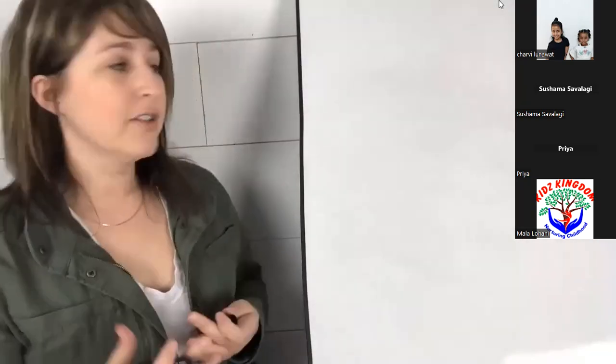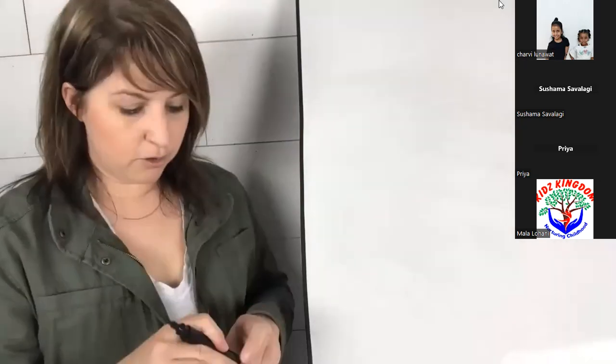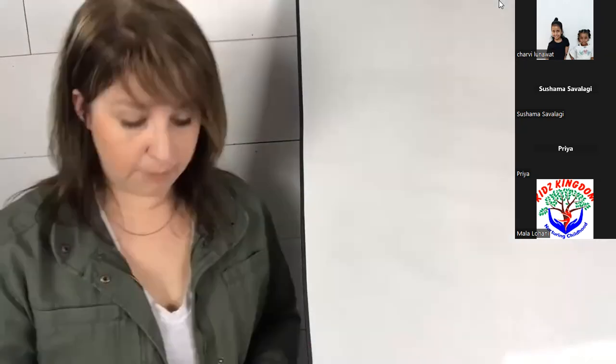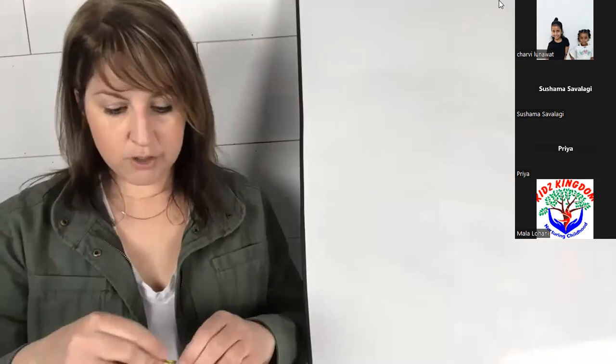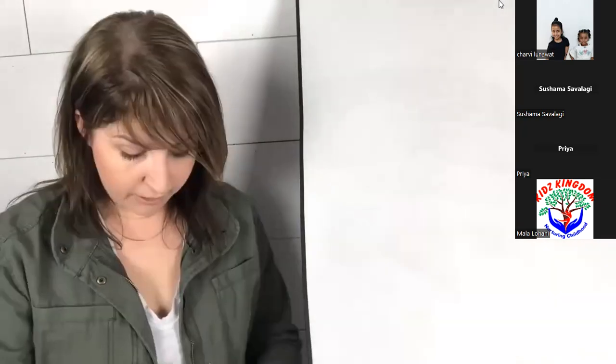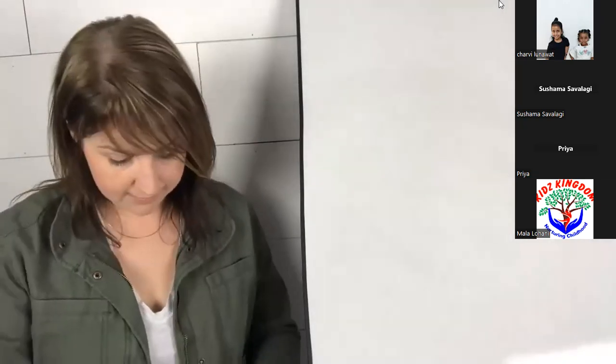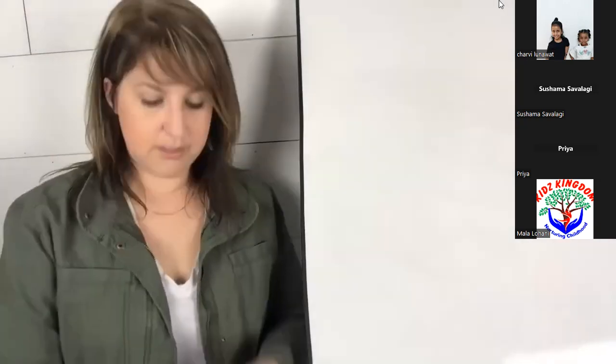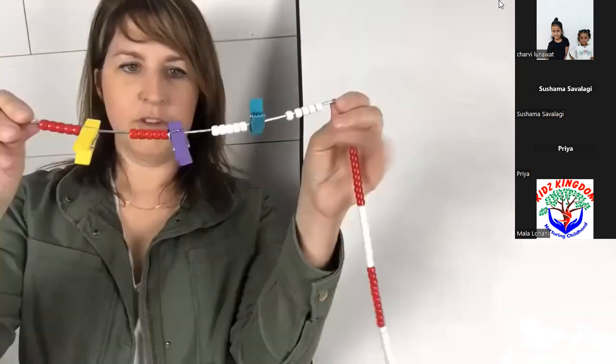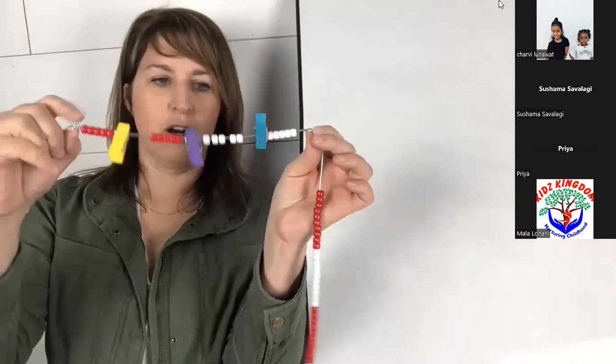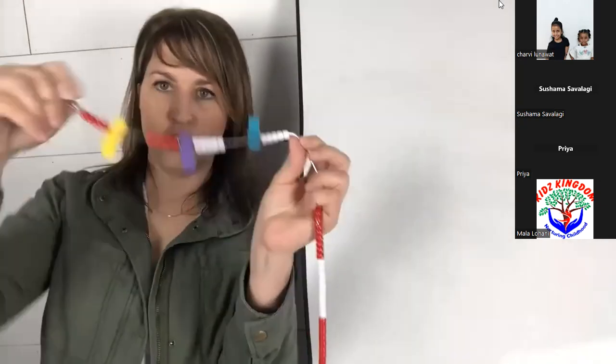So I just want to show you a really quick way that we might use a beaded number line for multiplication. So let's say I'm going to begin with the number line actually. If we want our students to show 4 times 5 on the beaded number line, they can easily show that like this. So we've used some clothespins to mark off those numbers, and we can easily see 5, 10, 15, 20 on the beaded number line.